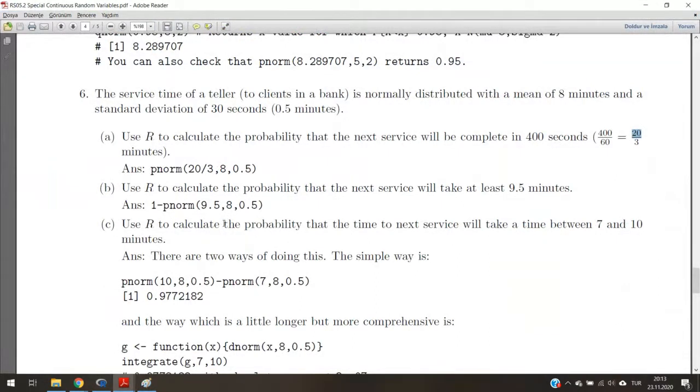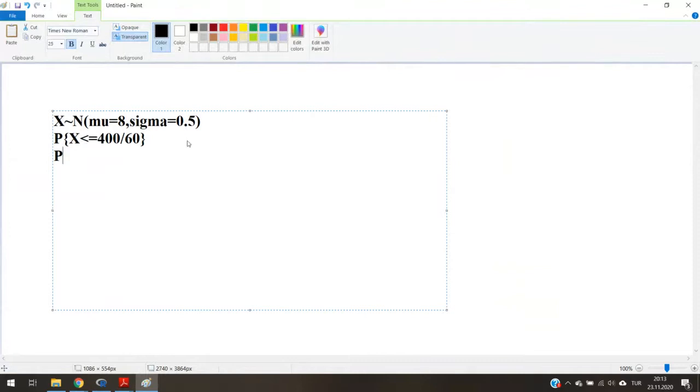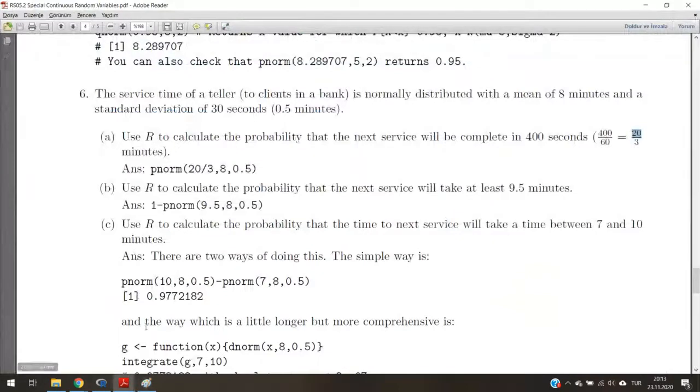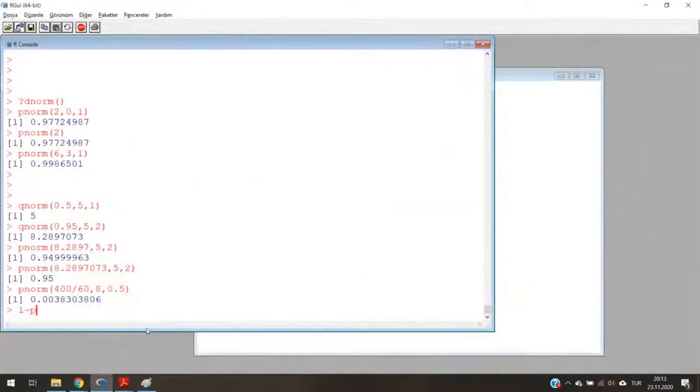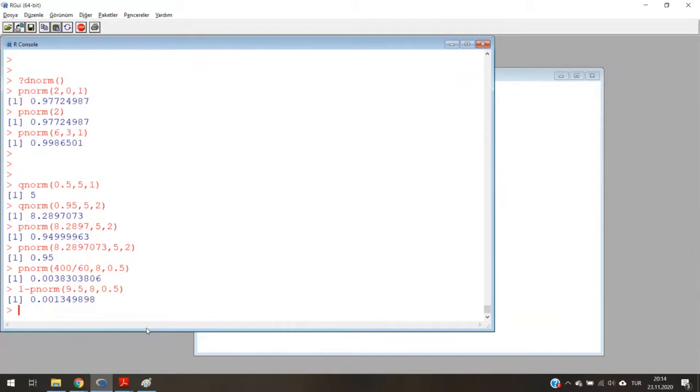Okay. How about the next question? It says, calculate the probability that the next service will take at least 9.5 minutes. So this time it says, what is the probability that the next service will be greater than 9.5 minutes, which is 1 minus the CDF at 9.5, right? So what I need to do is, I need to write 1 minus P norm 9.5 minutes. Again, the location parameter is 8 and the scale parameter is 0.5. And that probability is 0.0013, which is approximately 1.35%.